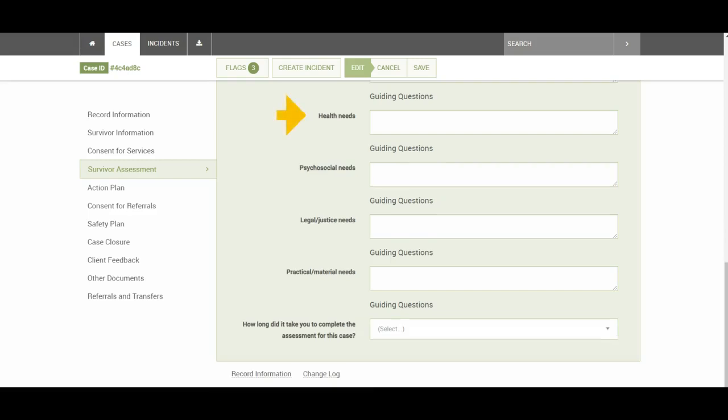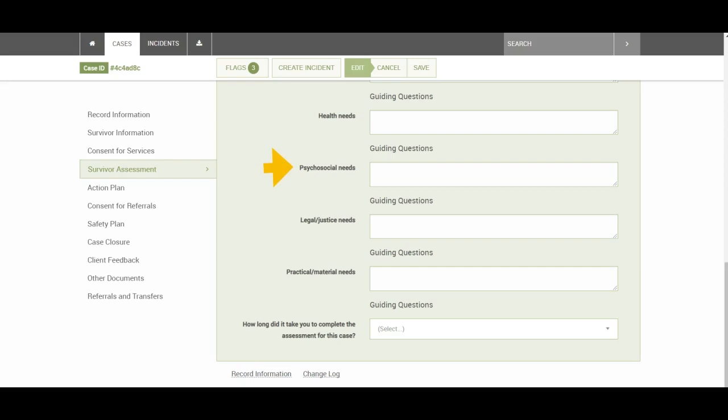You can look at health needs. Does the client require or want medical attention? Did the last incident occur within the last 120 hours? Would the survivor like to know more about medication and exam options? Is the survivor complaining of physical pain and injury, or bleeding or discharge?